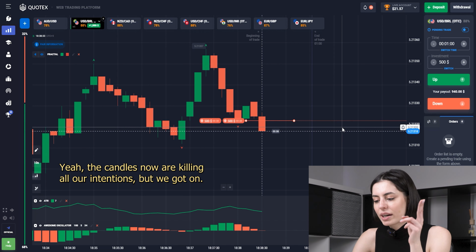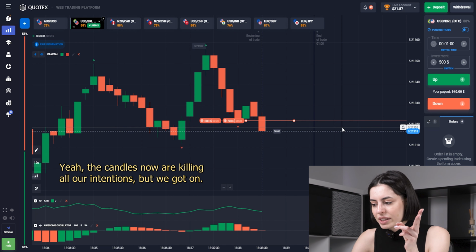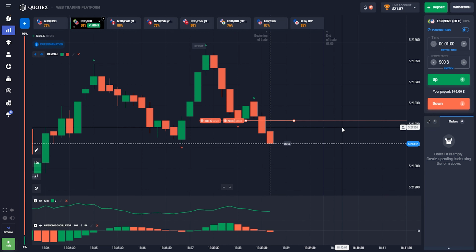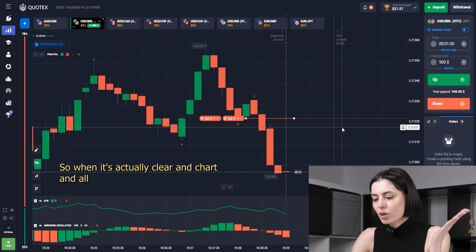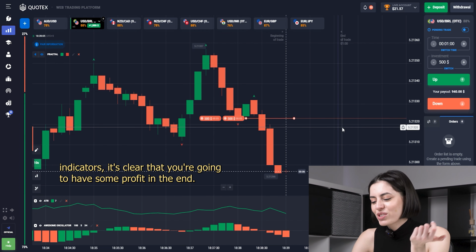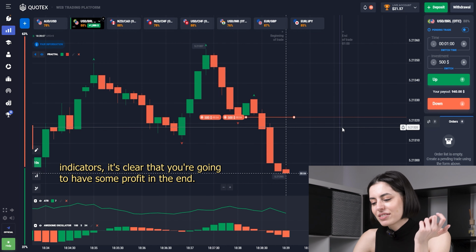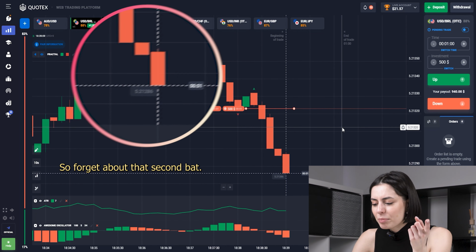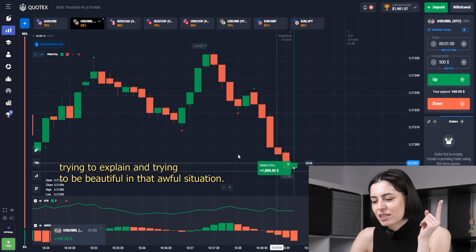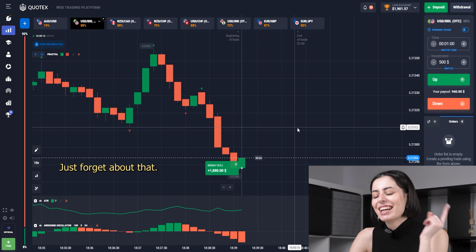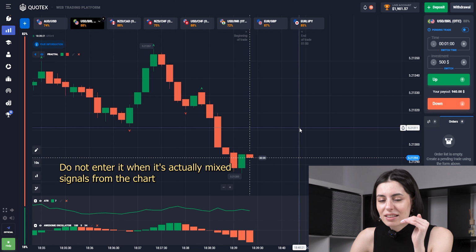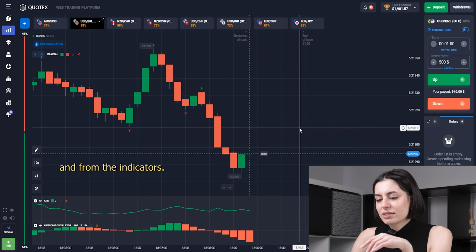Yep, the candles now are a little bit killing all our intentions, but we gotta just check it in the end. So when it's actually clear on the chart and all indicators, it's clear that you're gonna have some profit in the end. So forget about that second bet. Forget about me trying to explain and trying to be beautiful in that awful situation. Just forget about that. Do not enter when it's actually mixed signals from the chart and from the indicators.